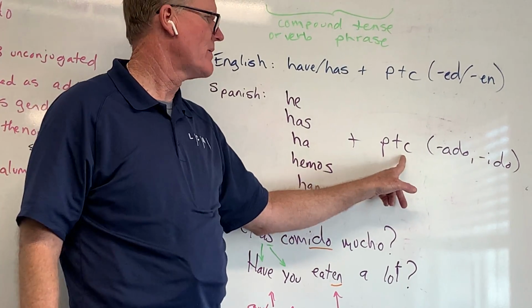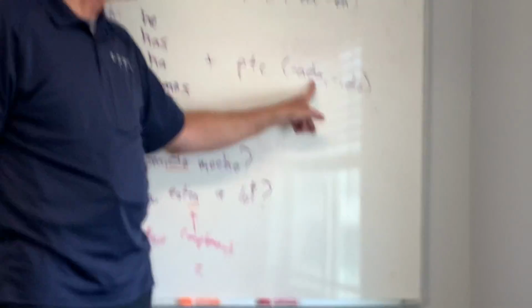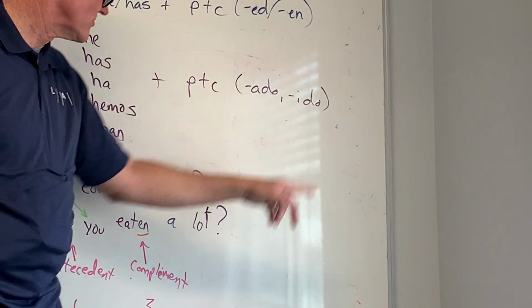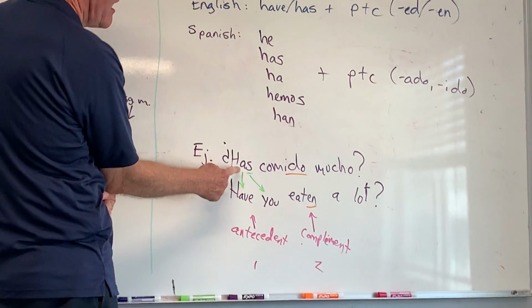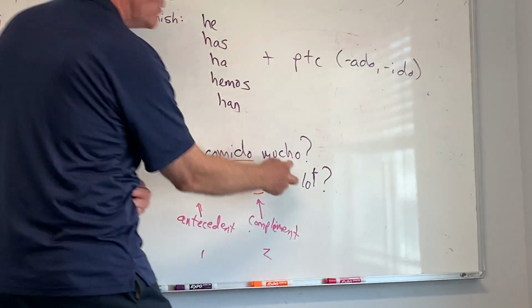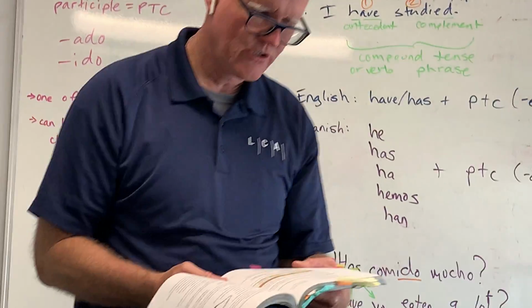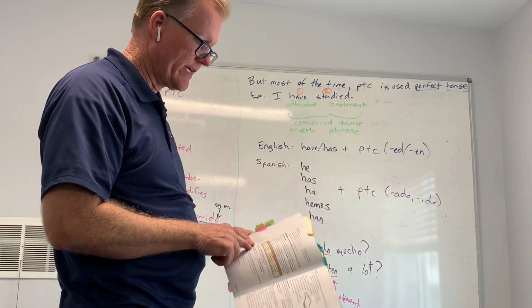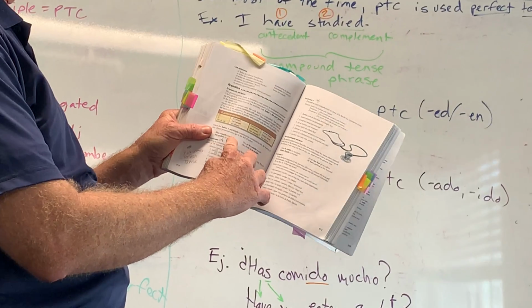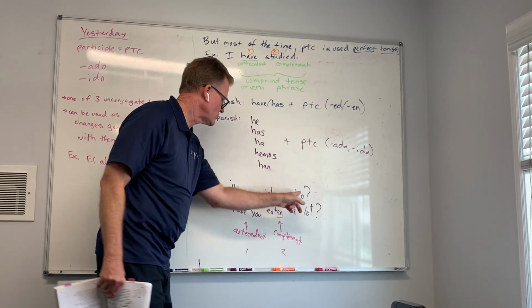And then you're going to do your participle. And the endings of the participle in Spanish are ado or ido. So let's look at an example. Okay, this is from your book. The book says, ¿Has comido mucho? I'm on page 212. So you need to be on page 212. And you look at the sentences there. ¿Has comido mucho?